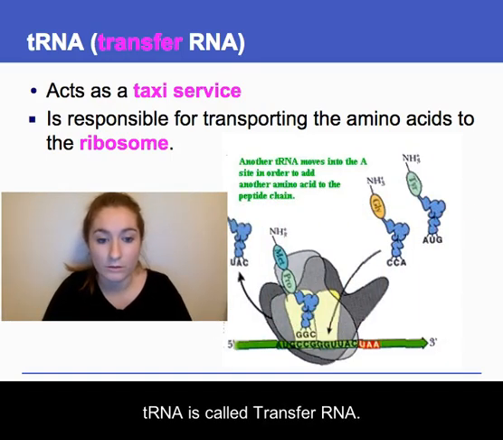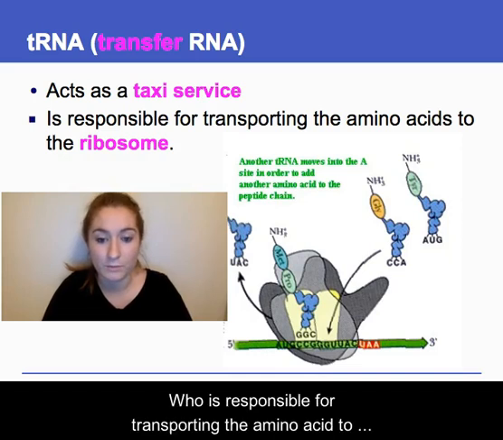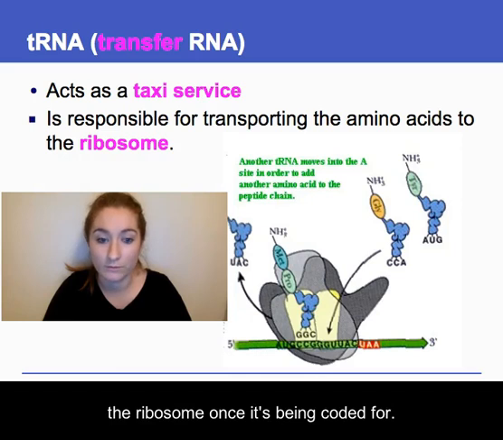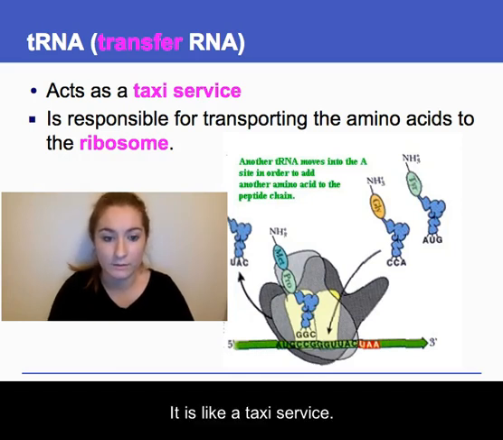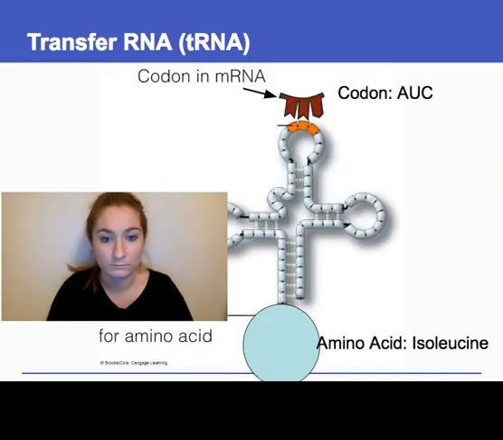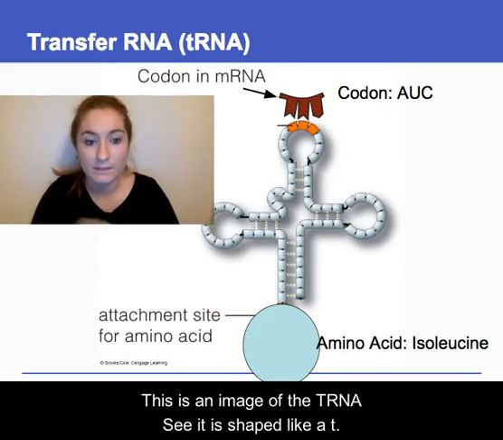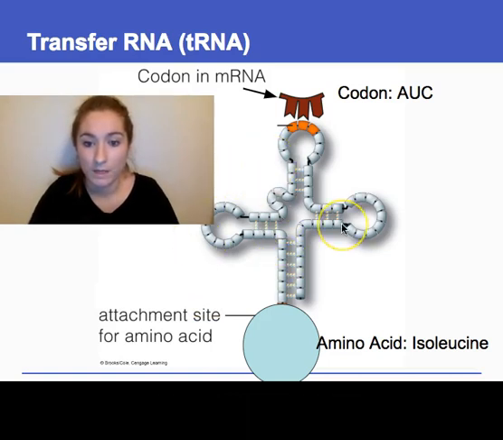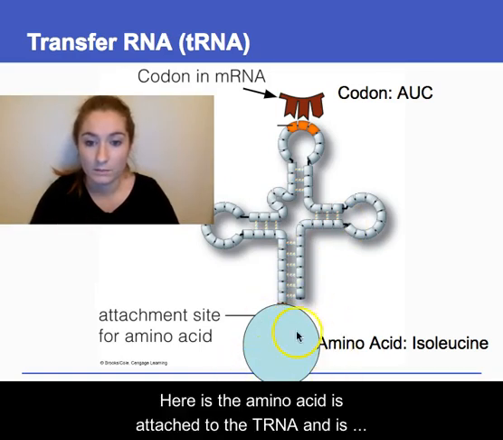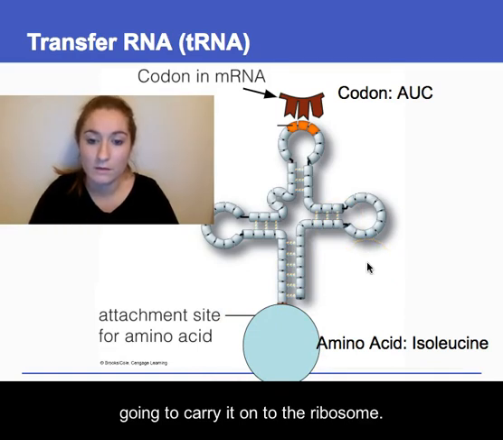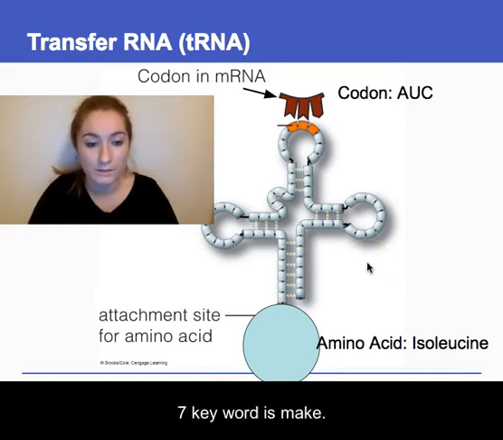tRNA is called transfer RNA and is responsible for transporting the amino acid to the ribosome once it's being coded for. It is like a taxi service. This is an image of the tRNA. See, it is shaped like a T. It brings the amino acid to the ribosome. Here is the amino acid, and it is attached to the tRNA, and it is going to carry it to the ribosome. Your seventh keyword is make.